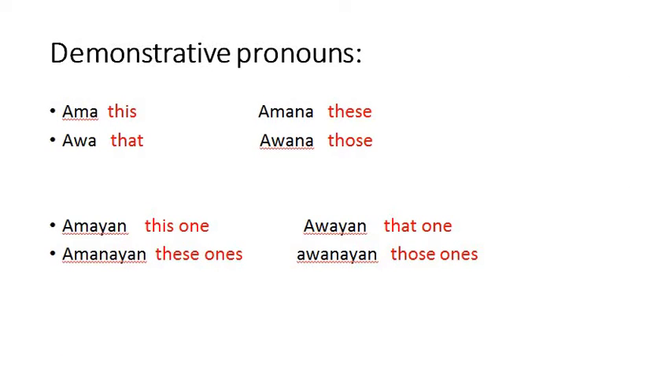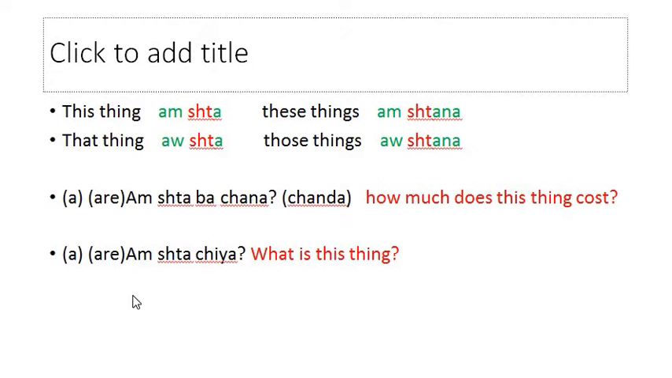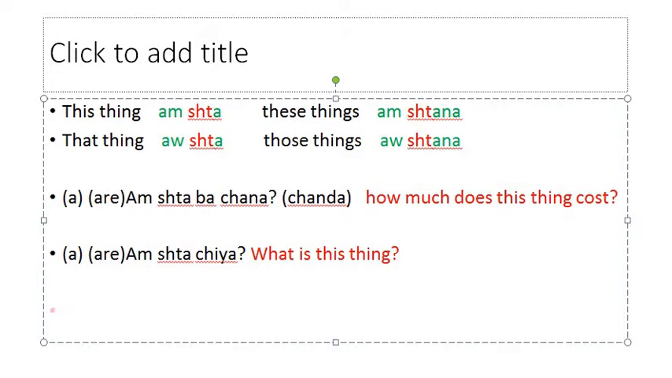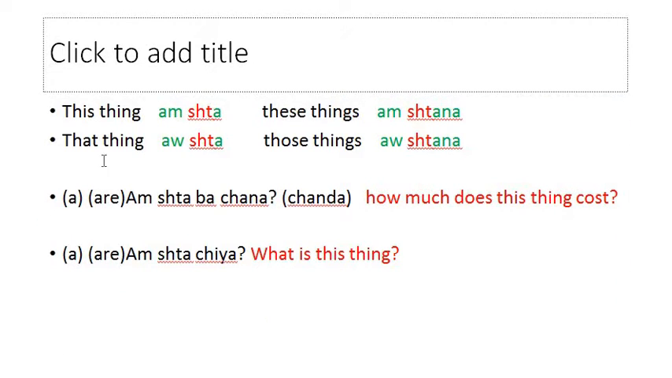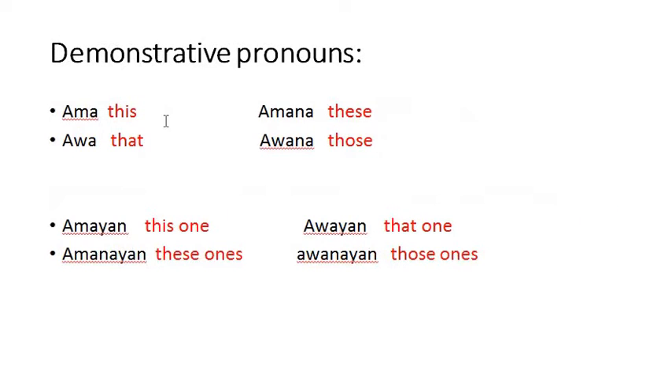Let's go to demonstrative pronouns. Ama means this, amana means these, awa means that, awana means those. If I say what is this thing, I say amshta chia, but also I can say ama chia. Ama chia means what is this? Here I didn't use a demonstrative adjective. Here I used a demonstrative pronoun. So this means ama.